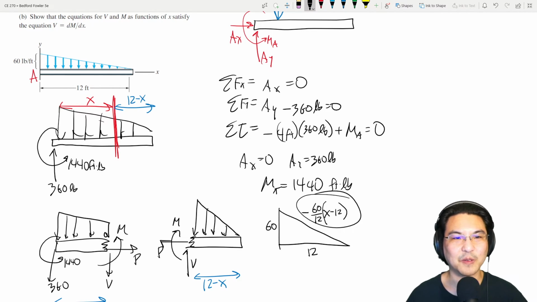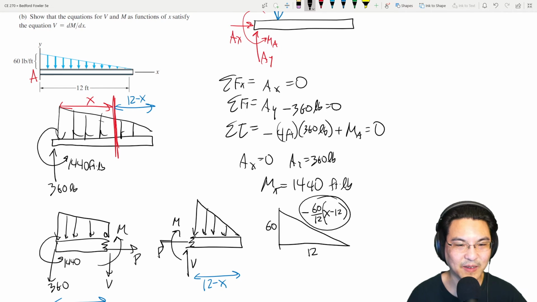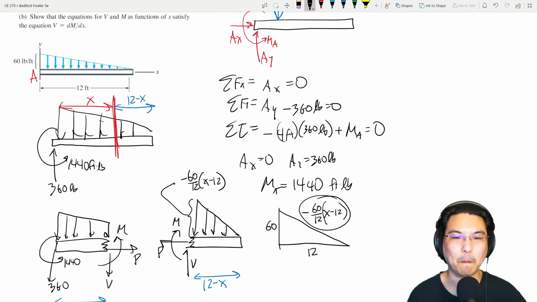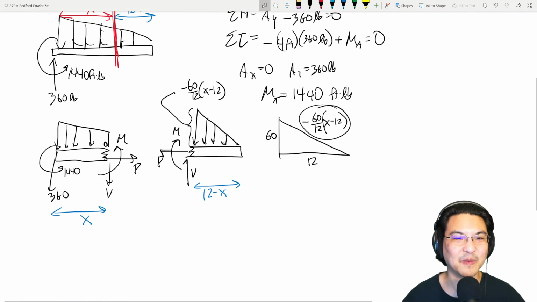So this is the function. Right, at x equal to 0, then it's 60. When x equal to 12, this is 0. So this is the function. So this is actually right here. It's kind of messy. All right, let me move this maybe when I have more space.